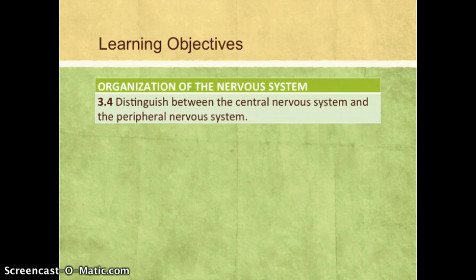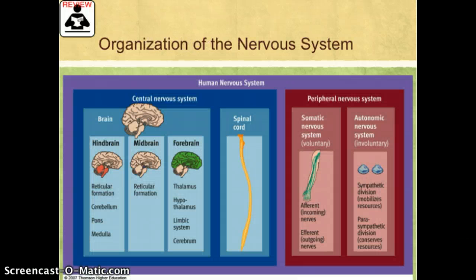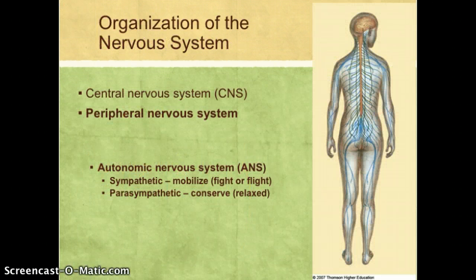This is a continuation of our discussion of the organization of the nervous system. As we discussed previously, the nervous system is made up of the central and the peripheral nervous system. We've already covered the central nervous system. Now we're going to focus on the peripheral. The peripheral nervous system is further divided into the somatic and the autonomic nervous systems.